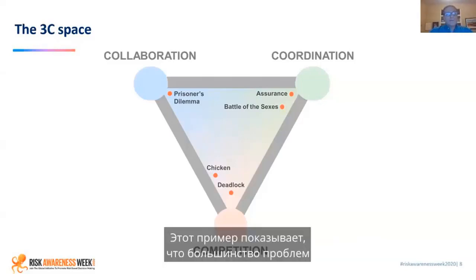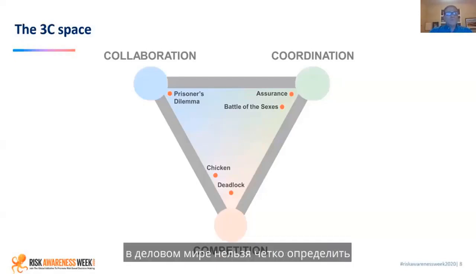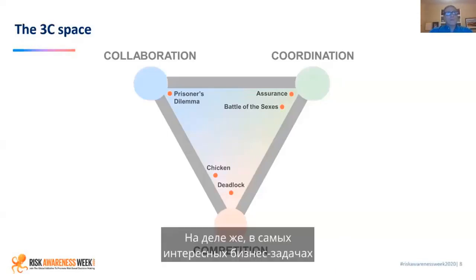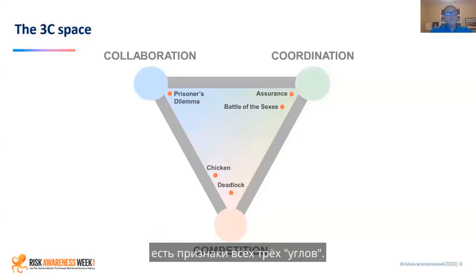So what that example shows is that most problems in the business world don't fit neatly into one of these 3 corners of the triangle. Instead, there are elements of each of these 3 in most interesting business problems in the real world.